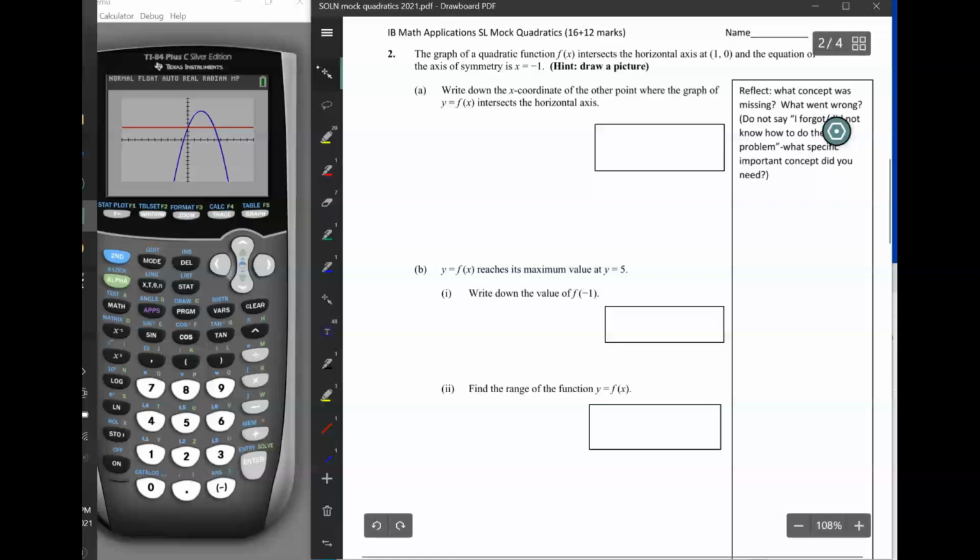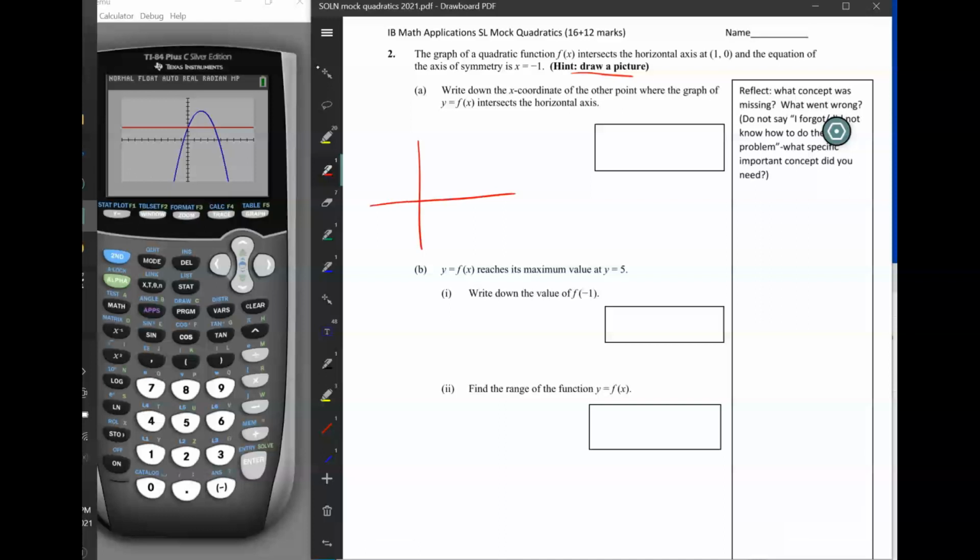Okay. Part A, write down the x-coordinate of the other point where the graph y equals f of x intersects the horizontal axis, also known as the x-intercept, right? Okay, well, it said to draw a picture. I don't know what to do yet, but let's draw a picture like it says to. The graph of a quadratic function f of x intersects the horizontal axis at 1, 0. So at 1, 0, I'm going to draw a point, and it's going to be one of the x-intercepts of the quadratic. Usually a quadratic has 2 x-intercepts if it has at least one.